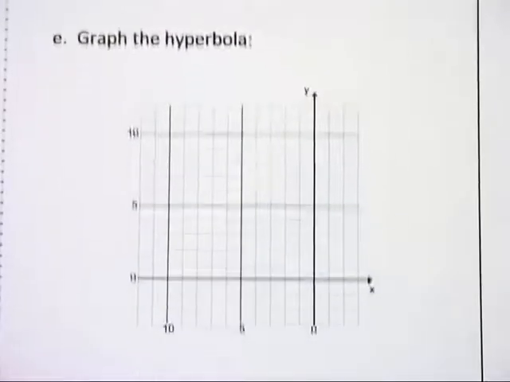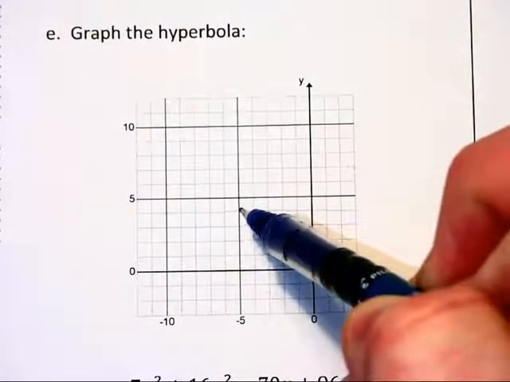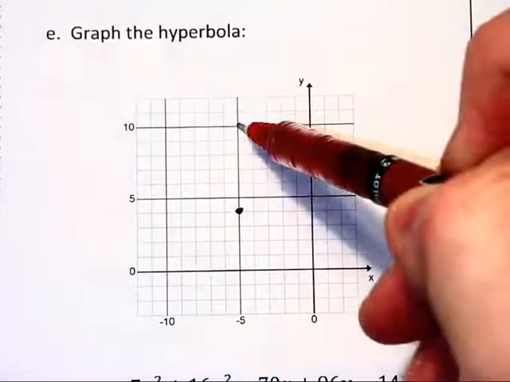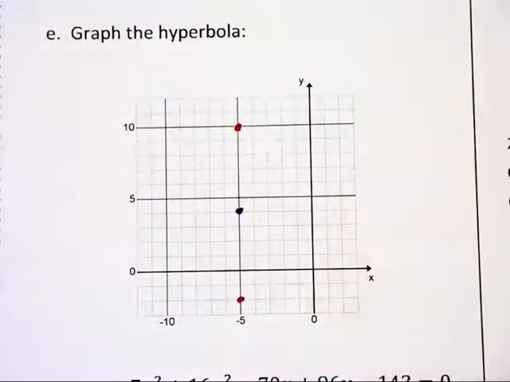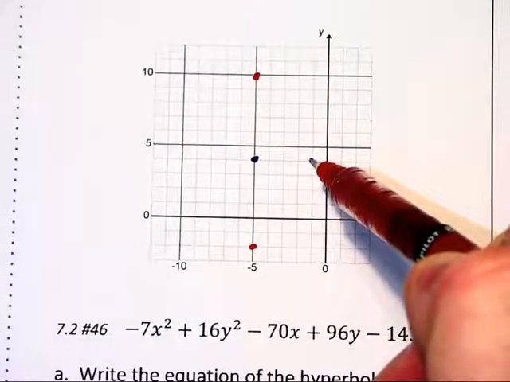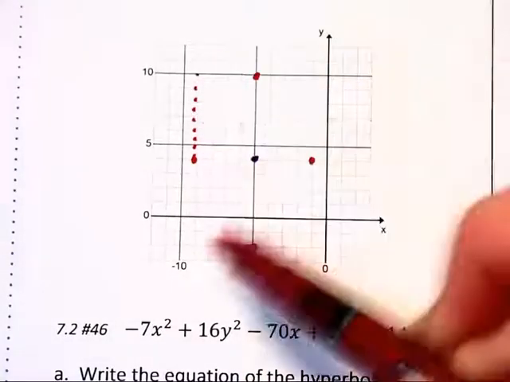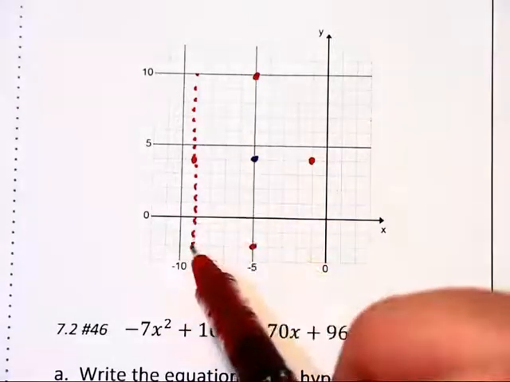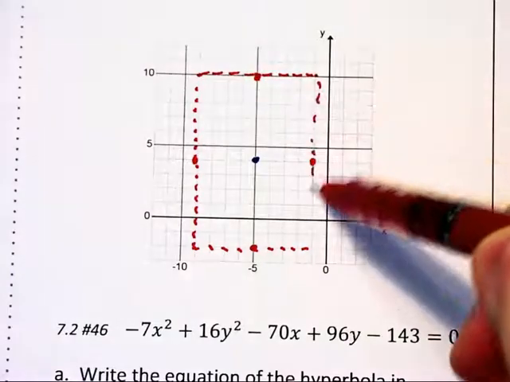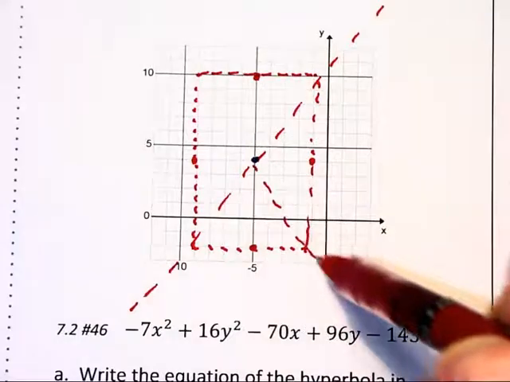Let's now draw the curve. We've already said that at -5, +4, we will have our center. We are going to be going up and down 6 units to get to the endpoints of our box. We will be going left and right 4 units from the center to get to the sides of our box. And from there, let's first sketch in this representative rectangle. And then we will draw in the diagonals of that box.